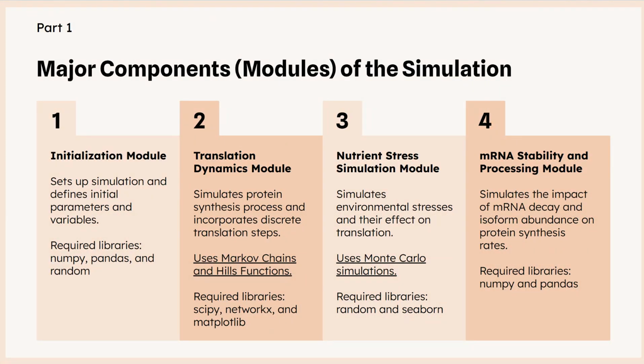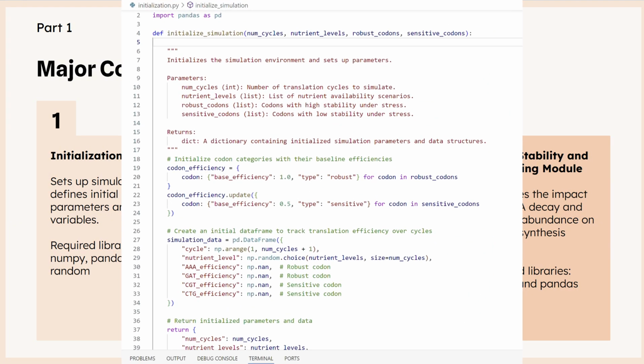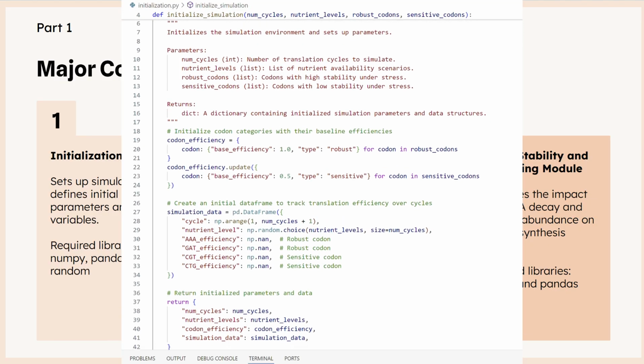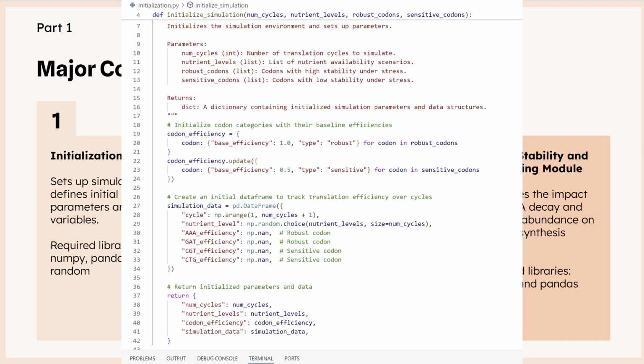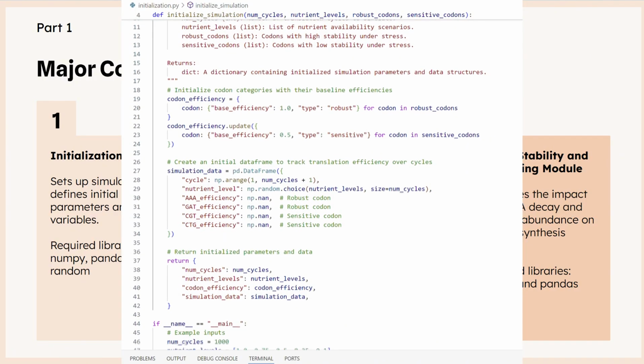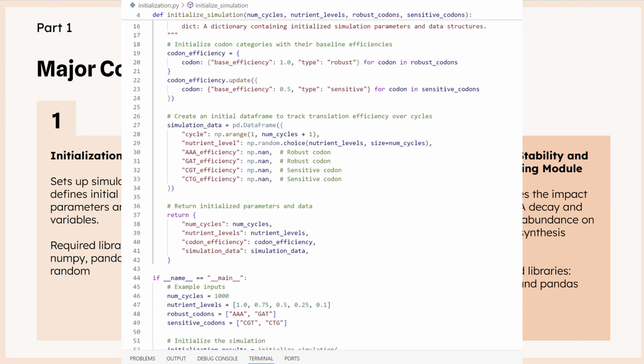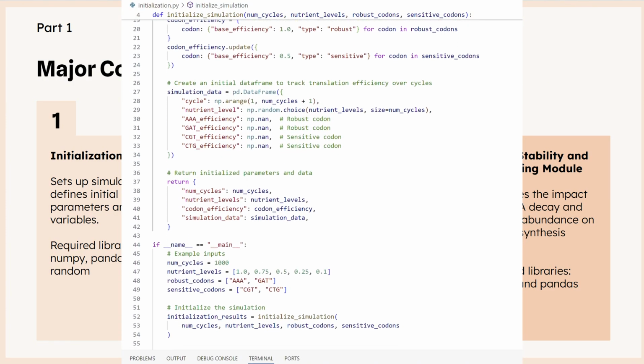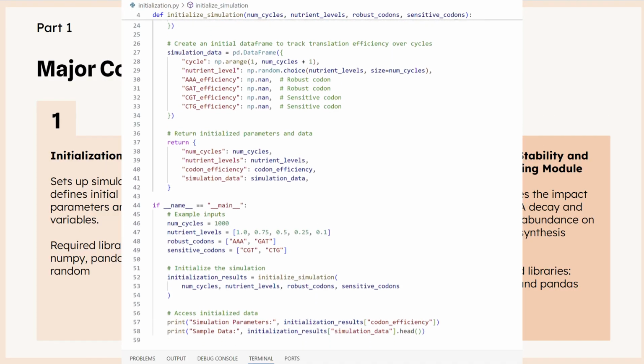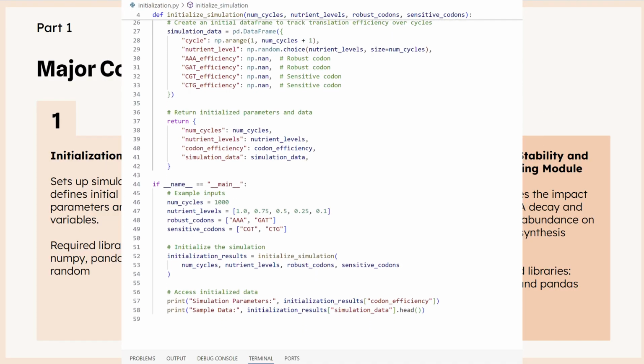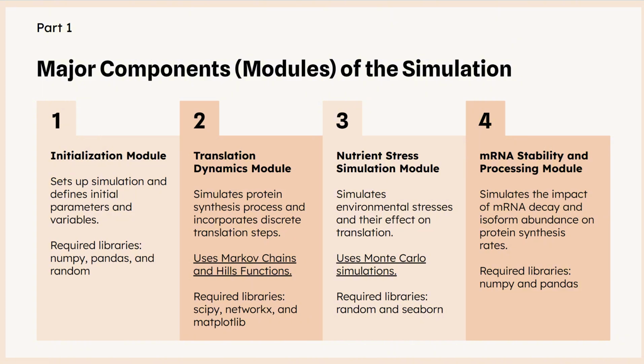There are 7 main components in this simulation. The primary component, the initialization module, sets up the simulation environment and defines all of the initial parameters and variables. Specifically, it defines the robust and sensitive codon categories, sets the initial nutrient conditions, and defines the biological components used in translation, such as ribosome tRNA pools and RNA degradation rates.